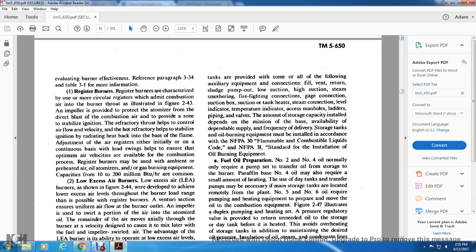Register burners. Register burners are characterized by a circular pattern in which fuel and combustion air are admitted into the burner, as illustrated in Figure 24-3. The impeller is provided to protect the atomizer from the direct blast of the combustion air, and it provides a zone of stabilized ignition at the refractory.